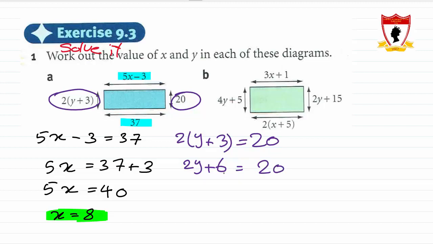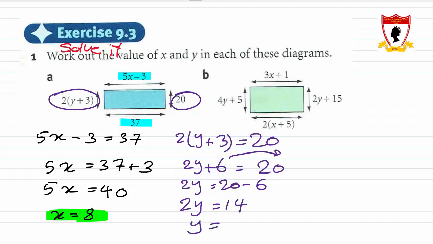Now if we send the 6 to this side, it will be negative, so 2y is equal to 20 minus 6. It means 2y is equal to 14. Which number times 2 is equal to 14? y is equal to 7. So we get the value of y.